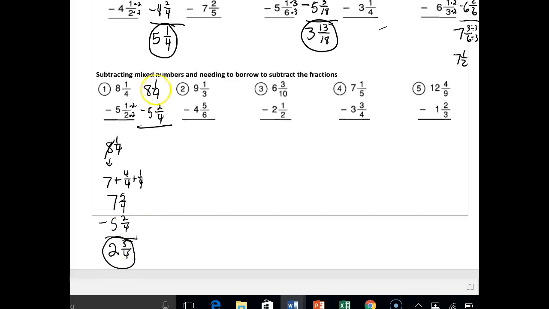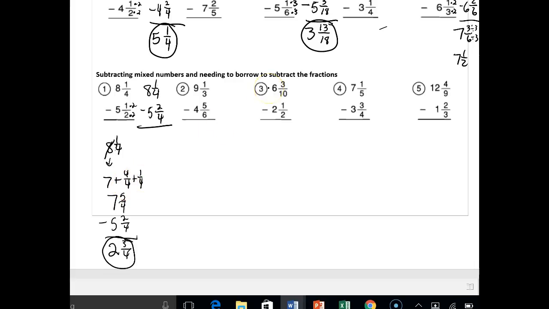So to be clear here, we had to borrow because this 1 was smaller than this 2. I couldn't do the 1 minus 2. So I said, oh, that means I have to borrow from the 8. I borrow from the 8. When I borrow from the 8, what I'm borrowing is 1 whole. And how I write the 1 whole is determined by that denominator. So because that was a 4th, I put 4 over 4. If that was a 5th, I would put 5 over 5. If that was a 3rd, I put 3 over 3.